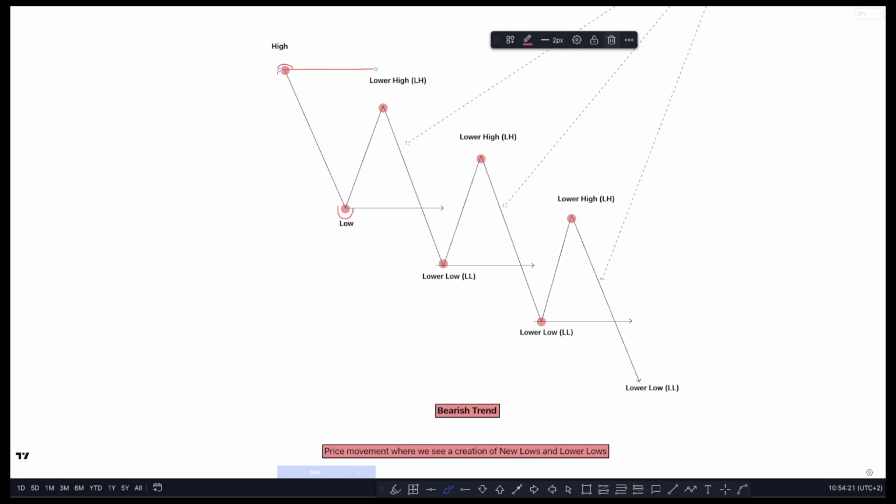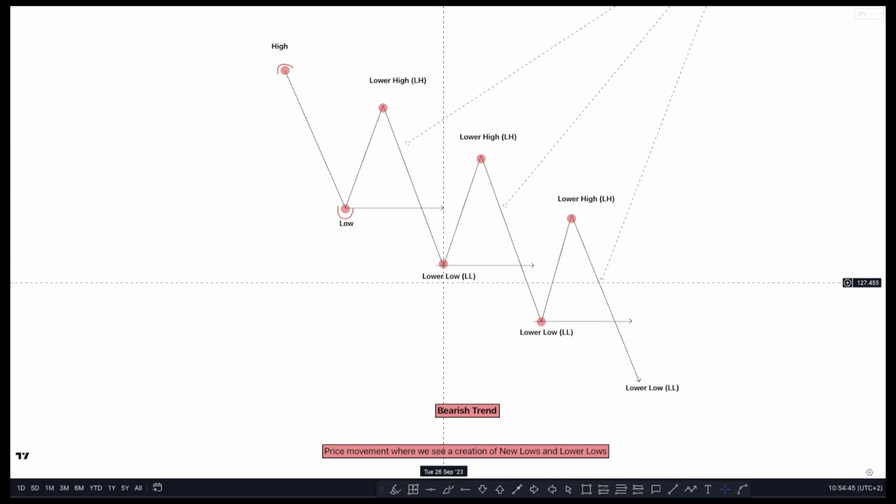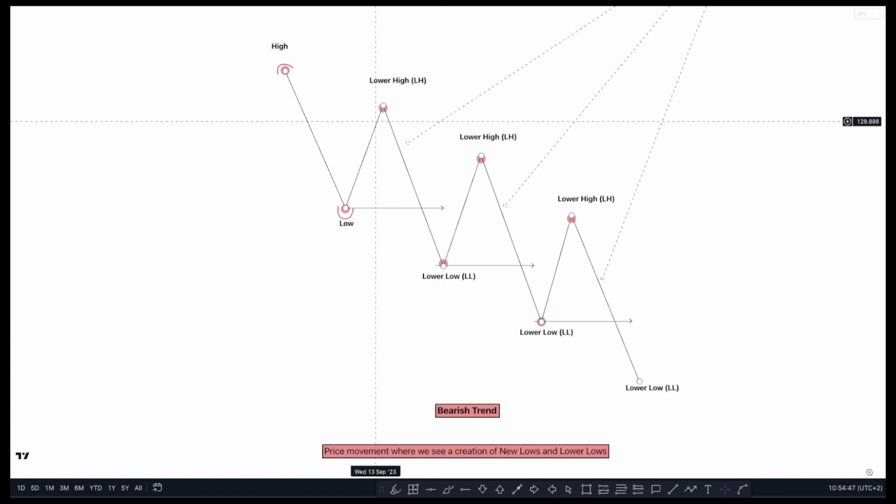But now, as you can see, it's breaking the previous lows, which is now the current low. As price dropped and broke below it, it creates a lower low, which is a low lower than the current low. And where it turned, the turning point before it broke and created a new lower low, that would be our lower high, which is a high lower than our current high.